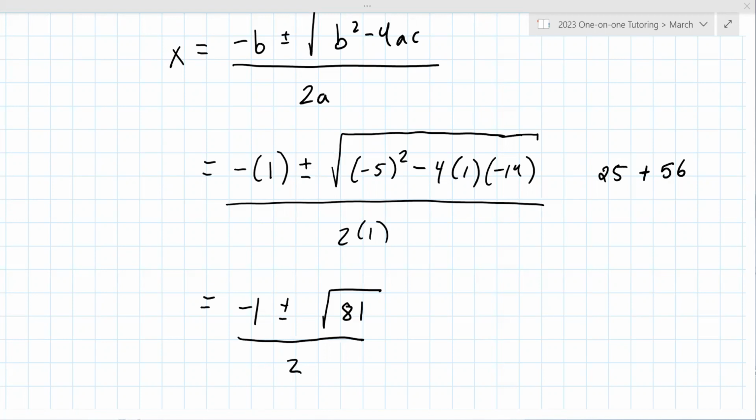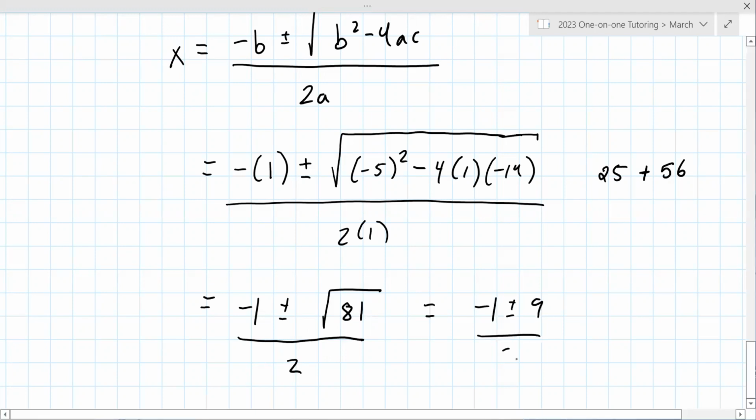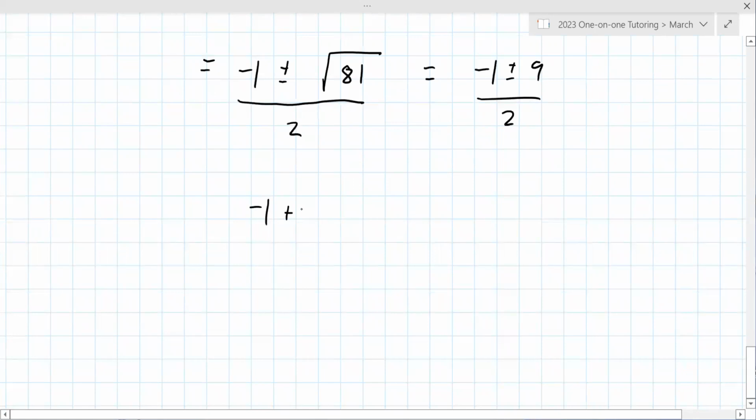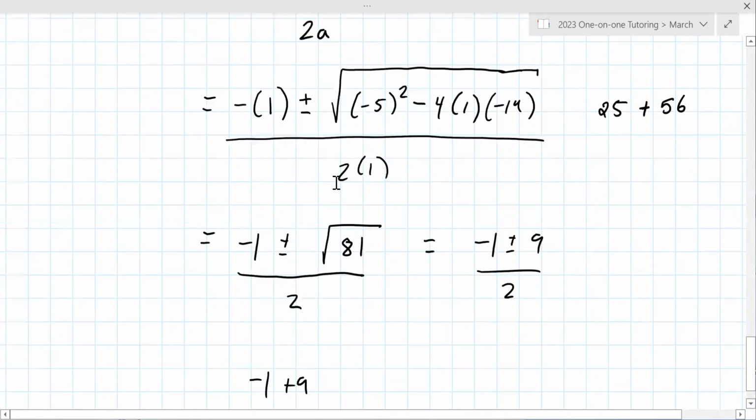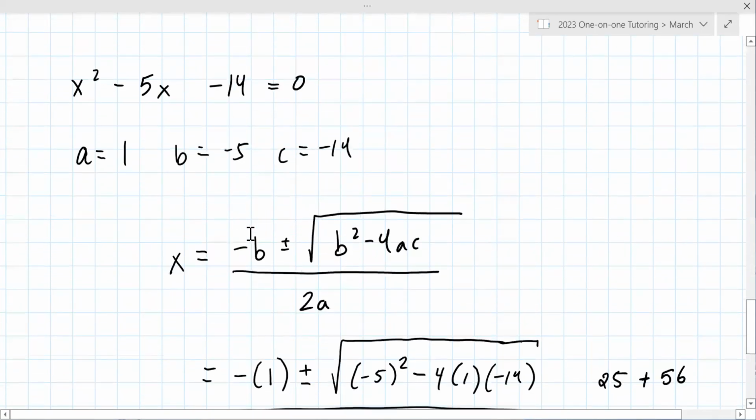X equals -4, X equals -5. Small error there. What did you get for the square root of 81? 9. So -1 plus or minus 9 over 2. So we got your case one, -1 plus 9 over 2. Wait, you said 4? Yeah. Okay. -4. So sorry, the thing I'm looking at must have an error in it, but -4 and -5. Oh, I see the mistake here.